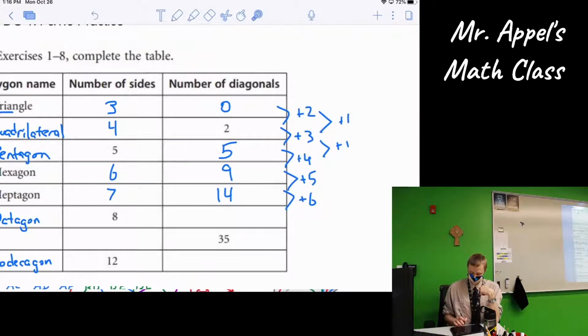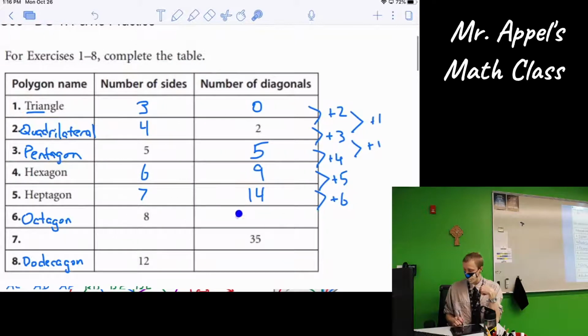What was the question? What number goes here? How many diagonals for an octagon based on the pattern we've seen so far? I'm seeing some good answers. I want to see if Ariel will get it now.